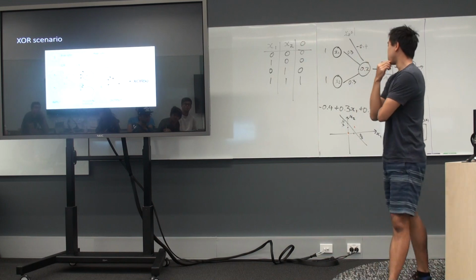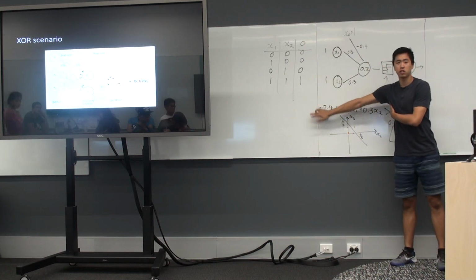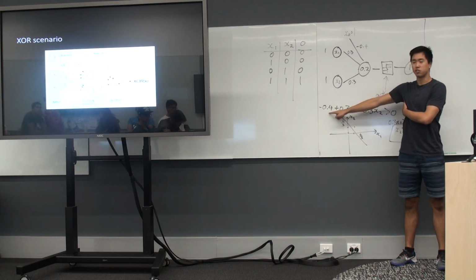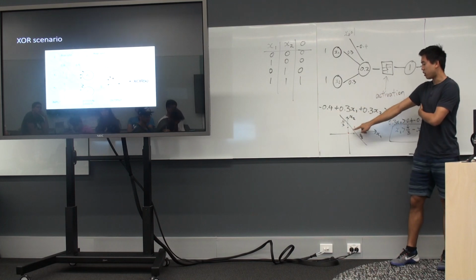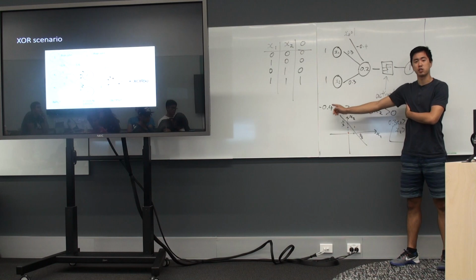The bias essentially, so with this equation, this is the bias, right? This negative 0.4. If we didn't have this bias term, then our classifier pretty much has to go through the origin.